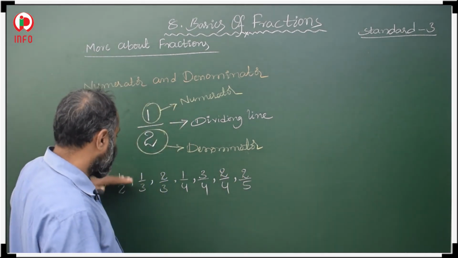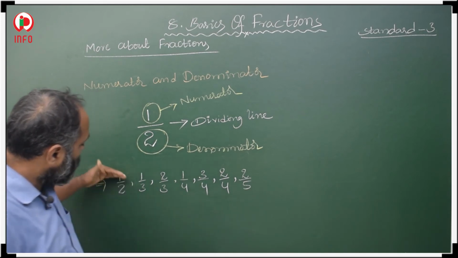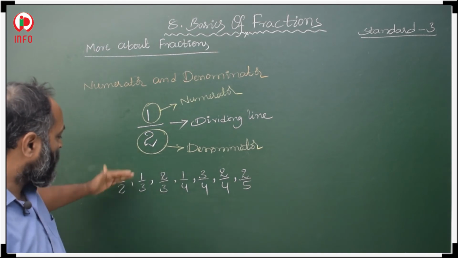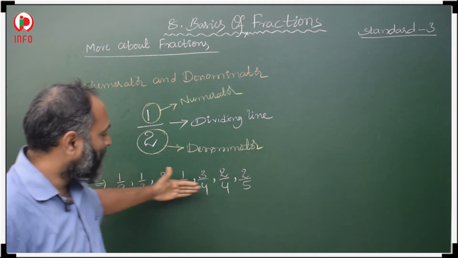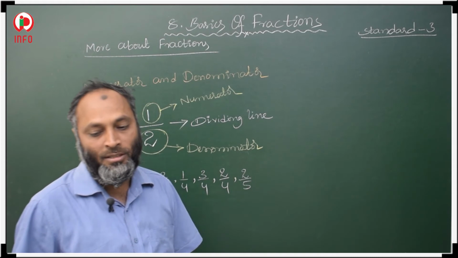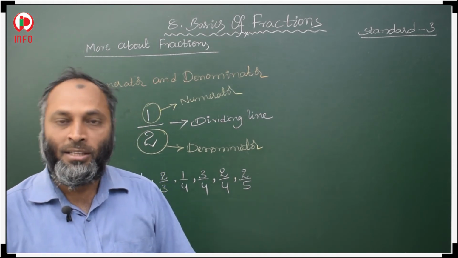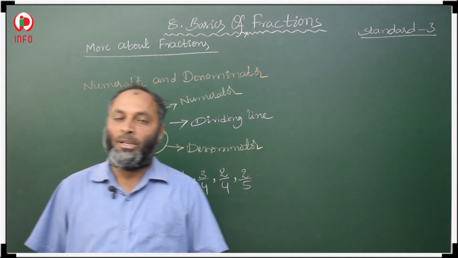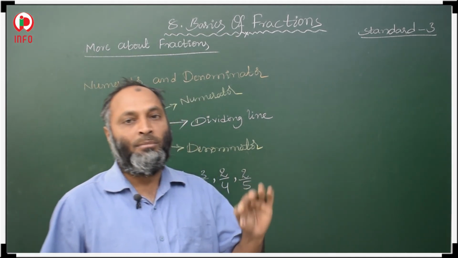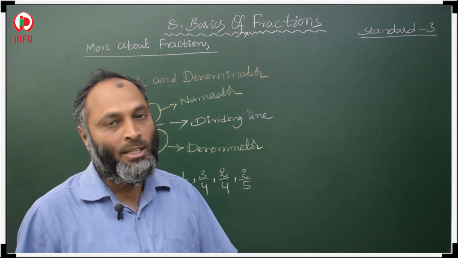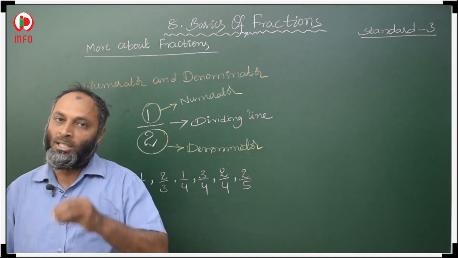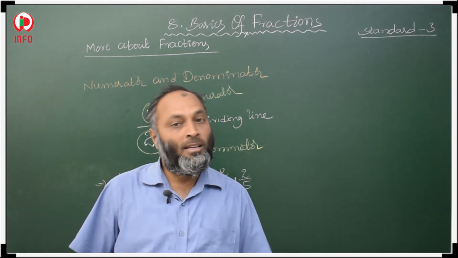All the numbers which are above the dividing line are numerators. The numbers which are below the dividing line are all denominators. This is more about fractions. What is a numerator and what is a denominator? Numerator means the number which is above the dividing line, and the denominator means the number which is below the dividing line.